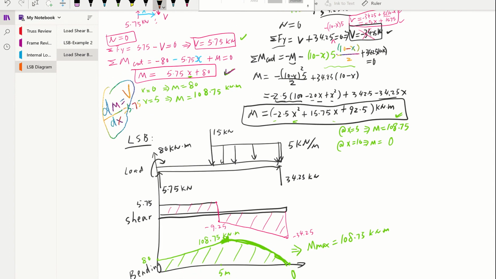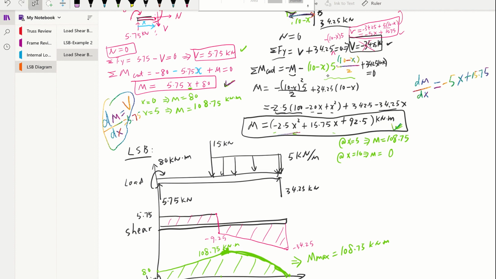So if we were trying to take the derivative dM over dx for this quadratic expression, this first term is going to be negative 2.5 times 2x. That's negative 5x. The second term will be just 15.75. Is that equal to your shear right here? It's the same.